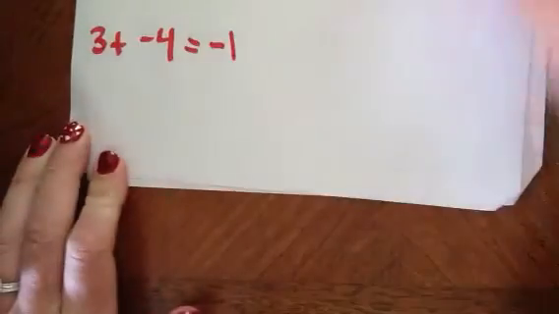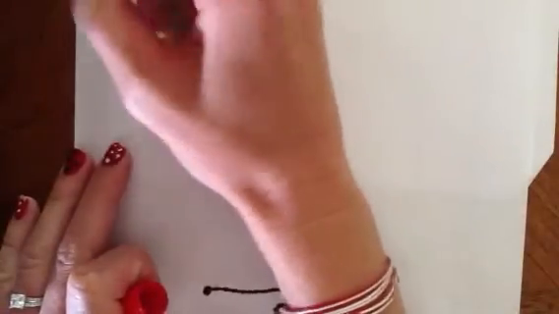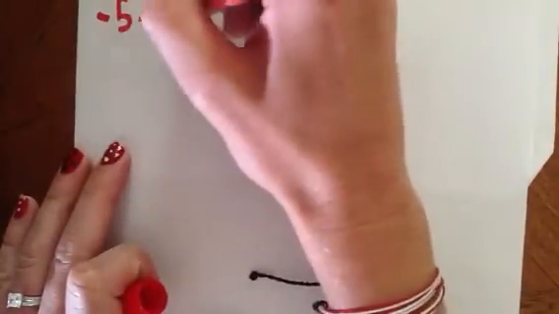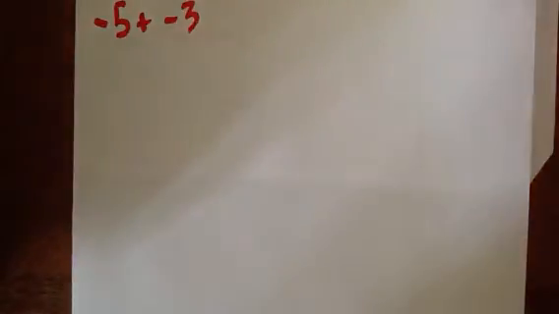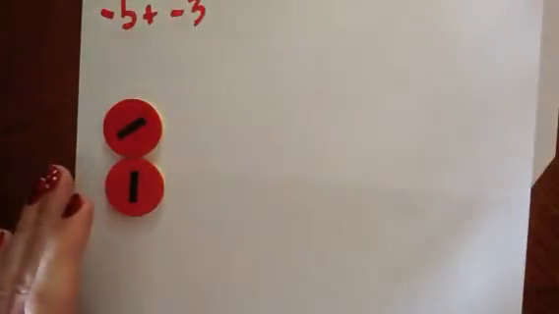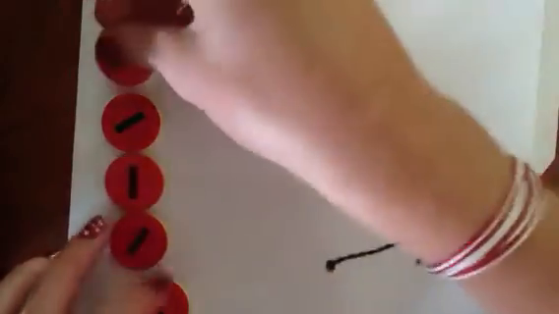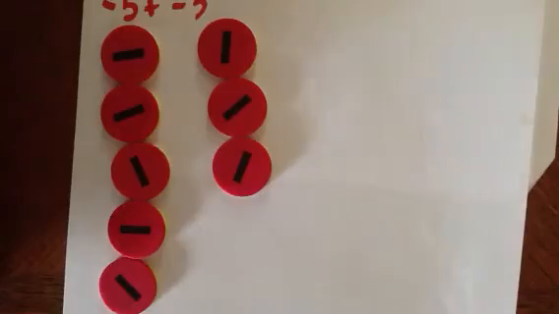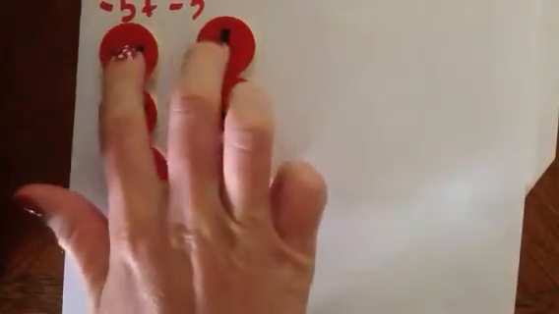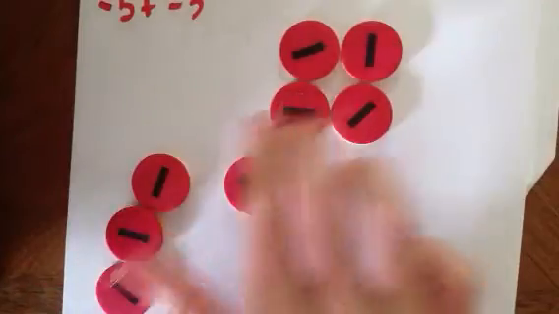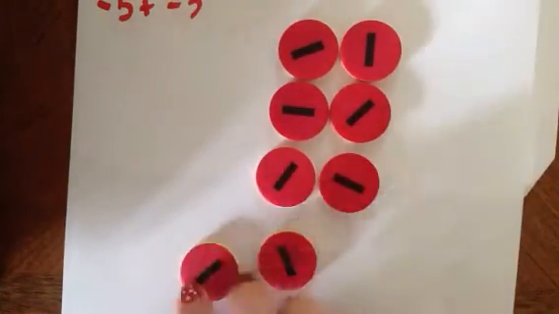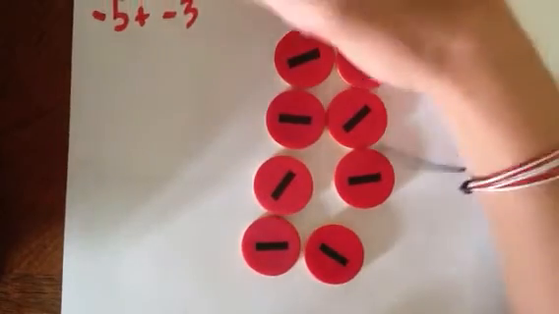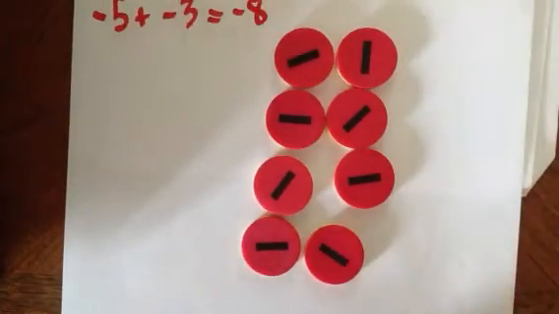All right, let's try something totally different. How about we try negative 5 plus negative 3. So we have negative 5. We can get those out. We have negative 3. Now in this case, we don't have any zero pairs that we can create with it. So we have a total of negative 8. So the answer to this problem would simply be negative 8.